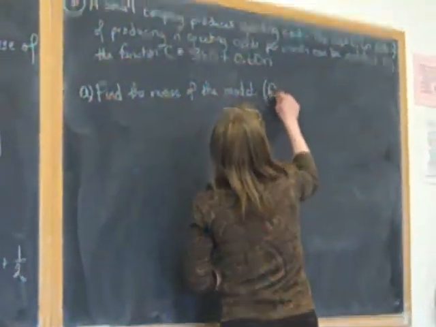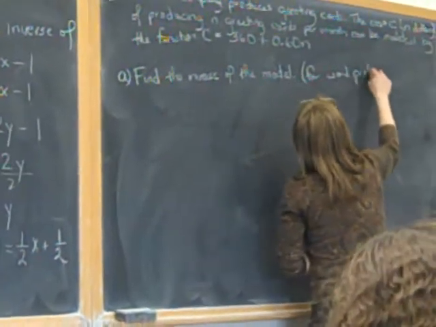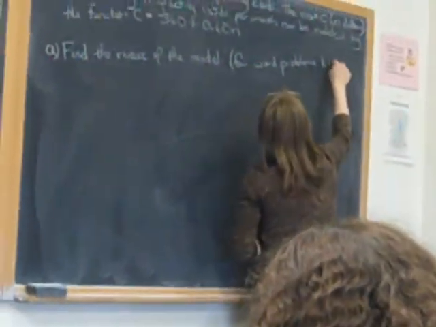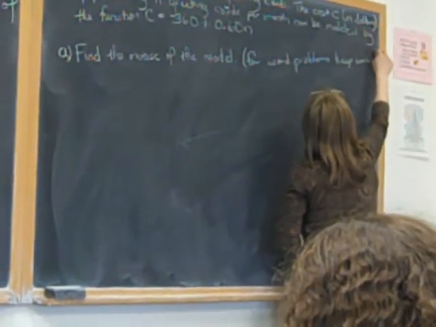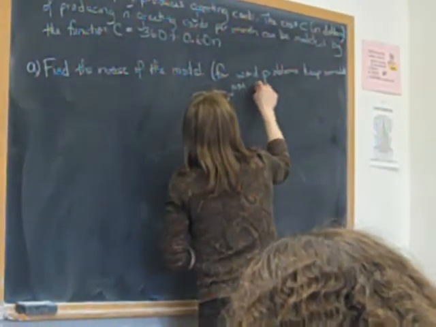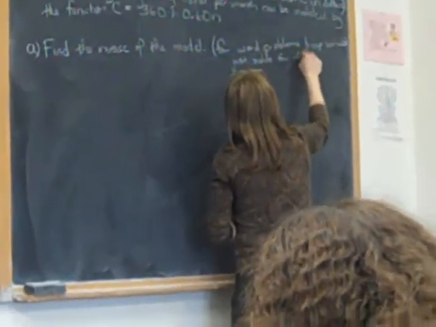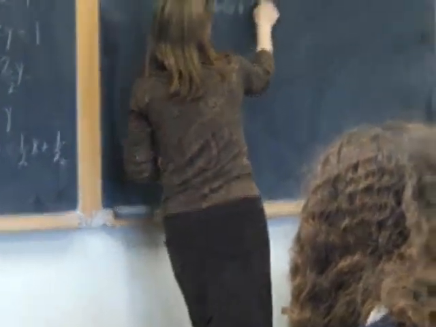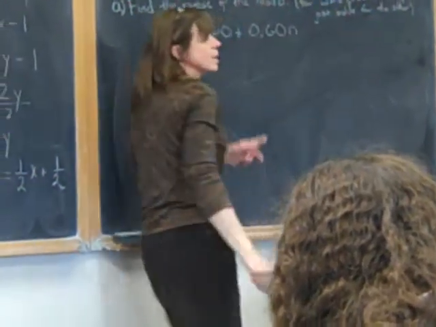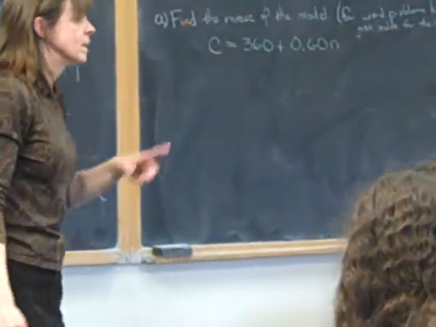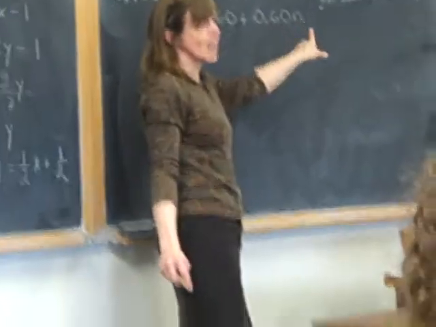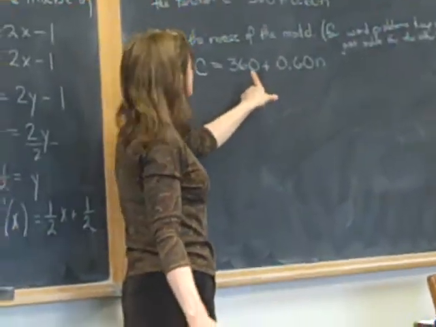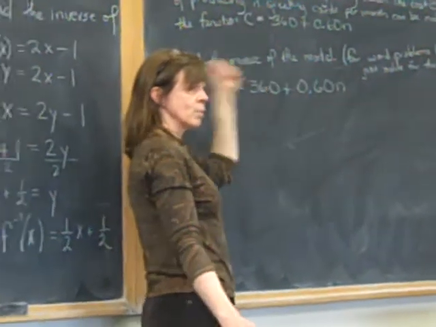So for word problems, you keep the variable, just solve for the other. So what that means is we're going to take our equation, C equals 360 plus 0.60n, and we're just going to solve it for n and not worry about switching the letters. So what's our first step to get the n alone? We've got to get the 360 over.